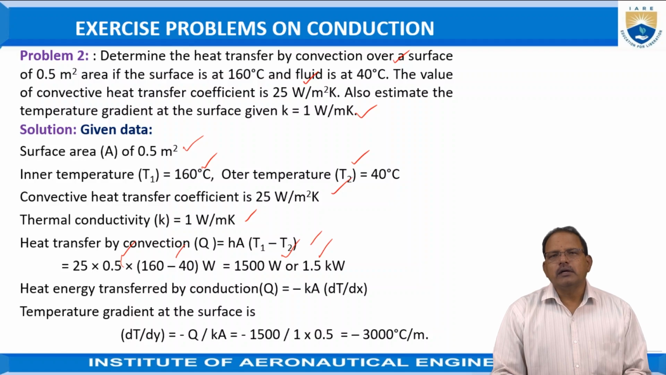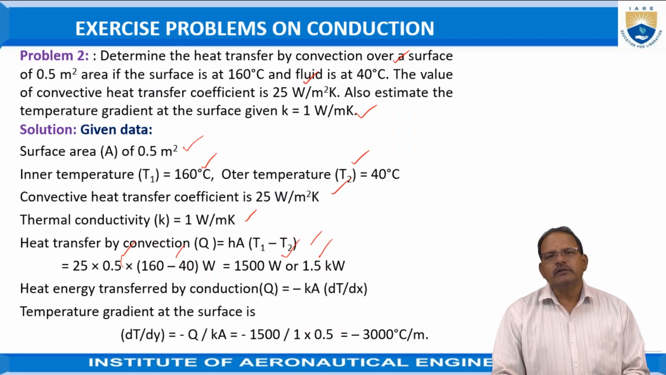In order to determine the temperature gradient, here the energy is flowing in steady state, that is, the amount of energy received by the convection process is equal to the energy transferred by the conduction process. Hence, the Q value remains constant. In order to determine the temperature gradient, we require only dT by dx.